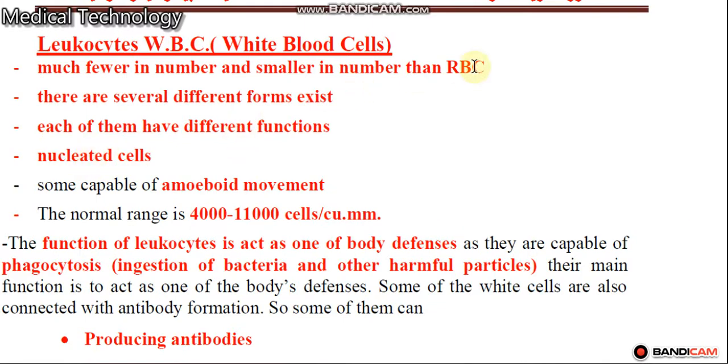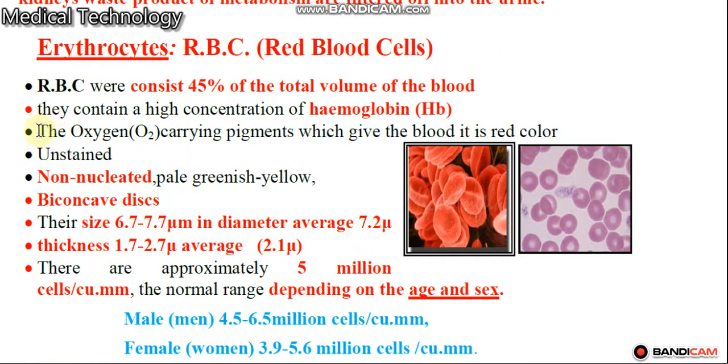In RBC, non-nucleated. So the differences between white BC and RBC: RBC are non-nucleated, but white BC are nucleated cells.